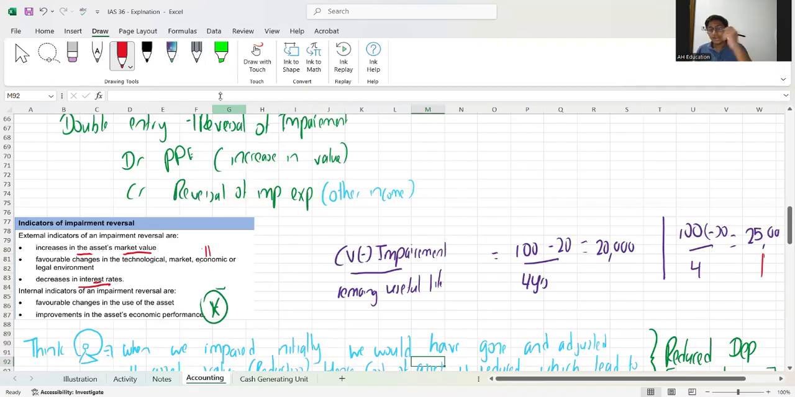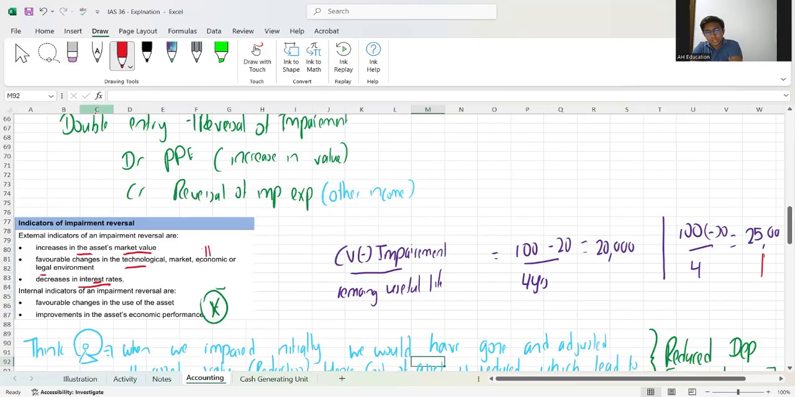Or in terms of your technological aspect. Earlier, Apple used to release an iPhone each and every year. That is the reason our asset became obsolete, right? But now what Apple is doing is they are not releasing each and every year. They are taking 2 years, 3 years, 5 years to release, right?